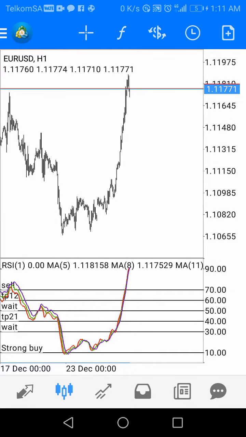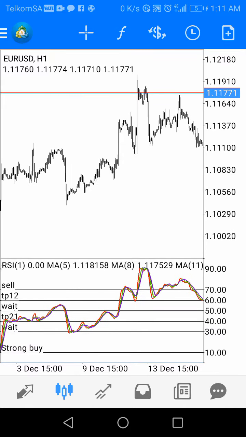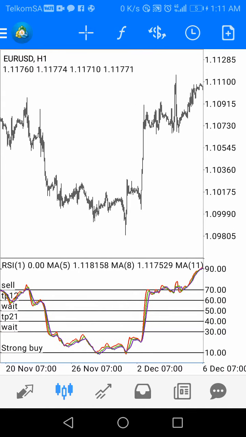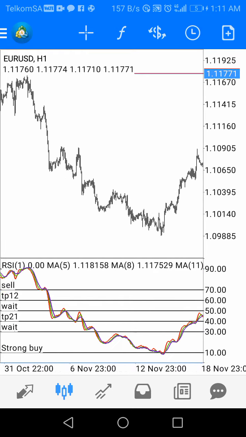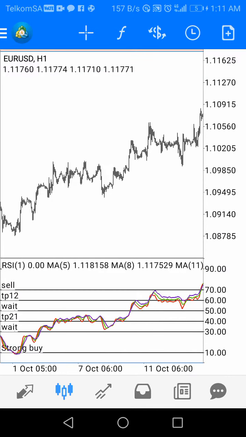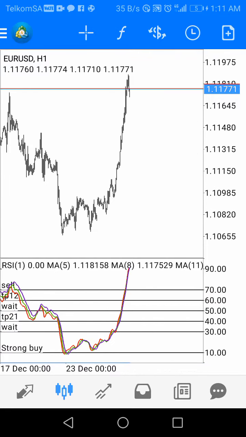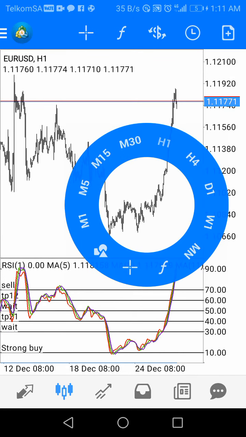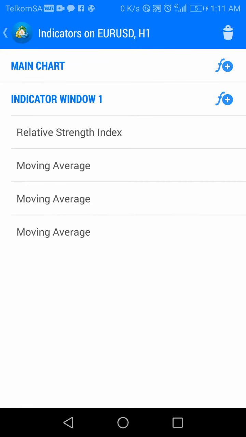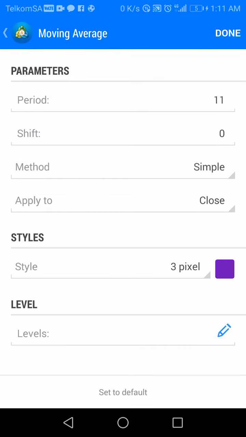This is the 11. Let me check, where's my 90 level? Looks like it's gone. Okay, no, it's still there. Okay, this is the 11. And then the last indicator that we're gonna use is the 15 simple moving average.